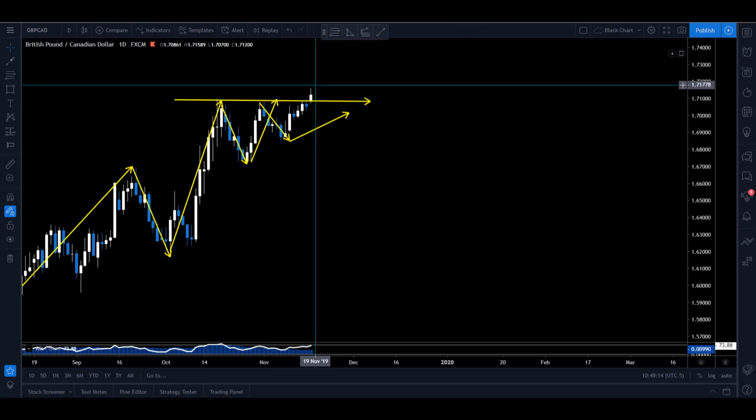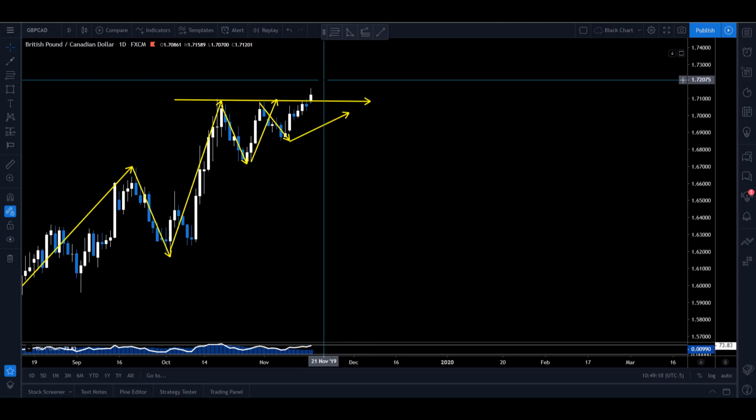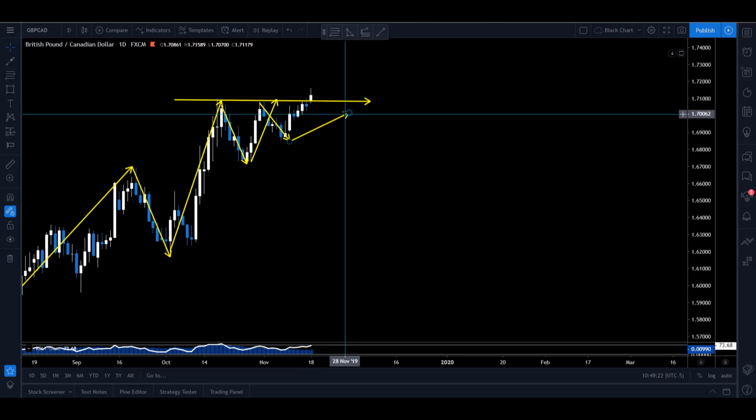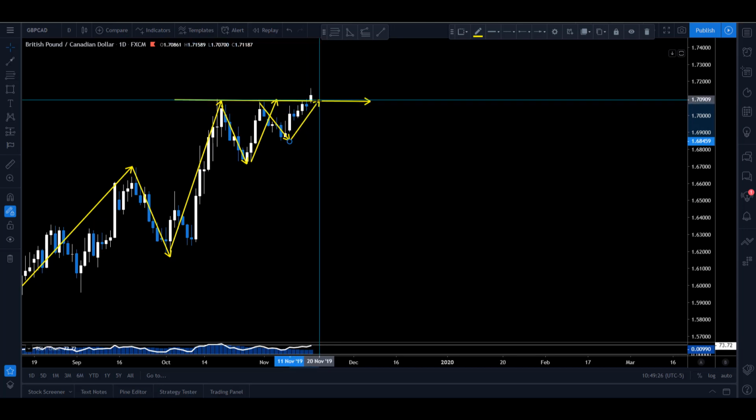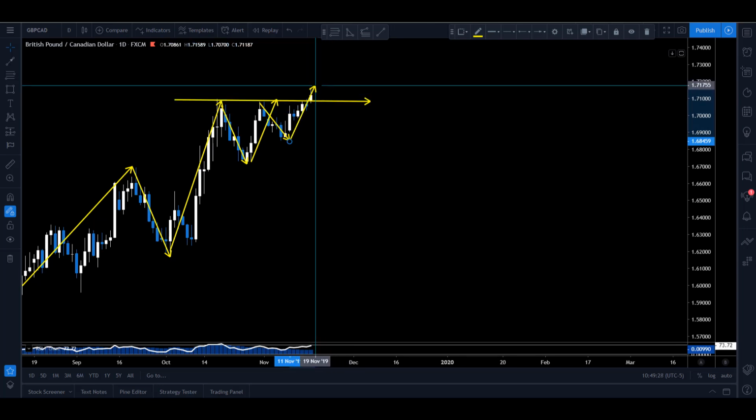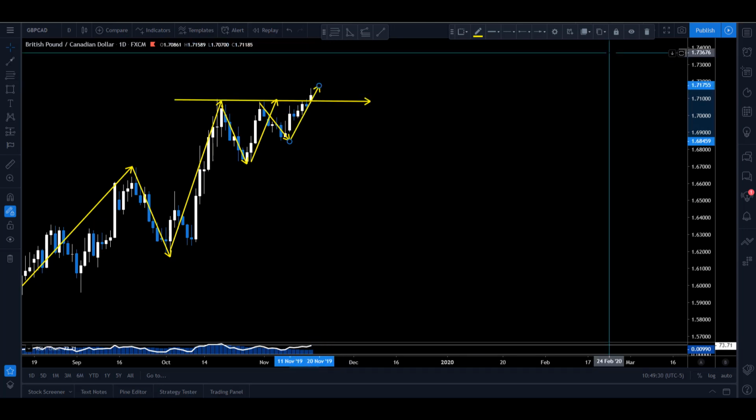So essentially, we're working on creating a new structure high. When we create this new structure high, it's a daily chart, so we won't know until this daily candle completes. But if we create this new structure high, does that confirm the bullish trend or does it invalidate the bullish trend?